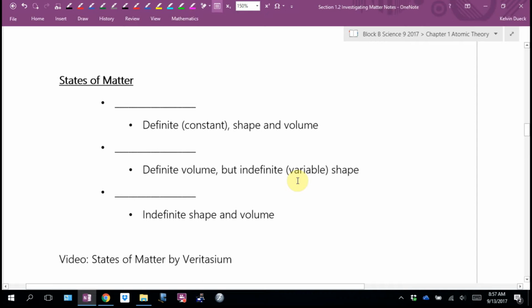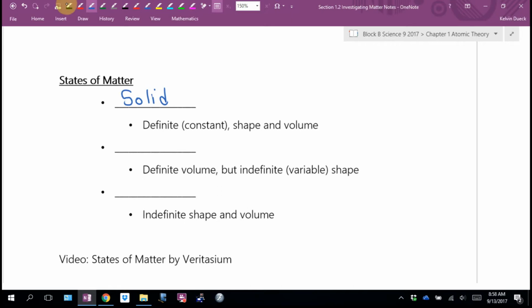In Science 9, you learned about the three main states of matter. The first one has the characteristic that it has a definite or constant shape and volume: solid. A solid keeps its shape no matter what container you put it in; it still stays its own shape.